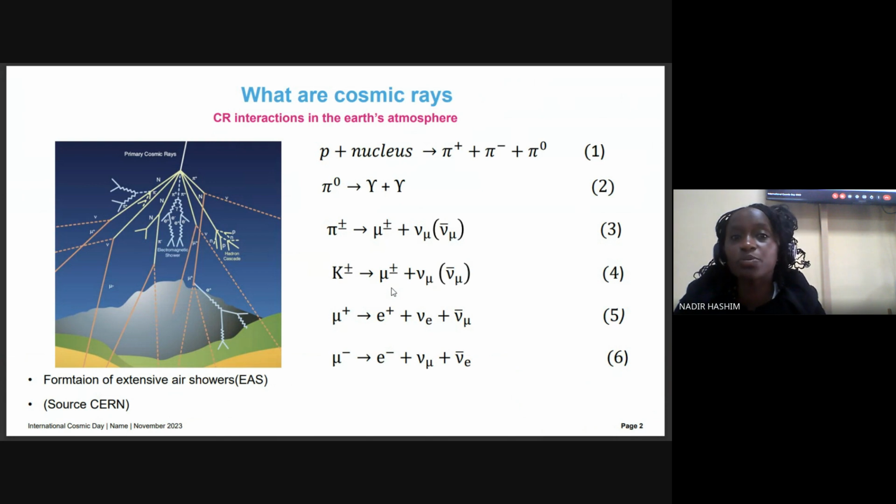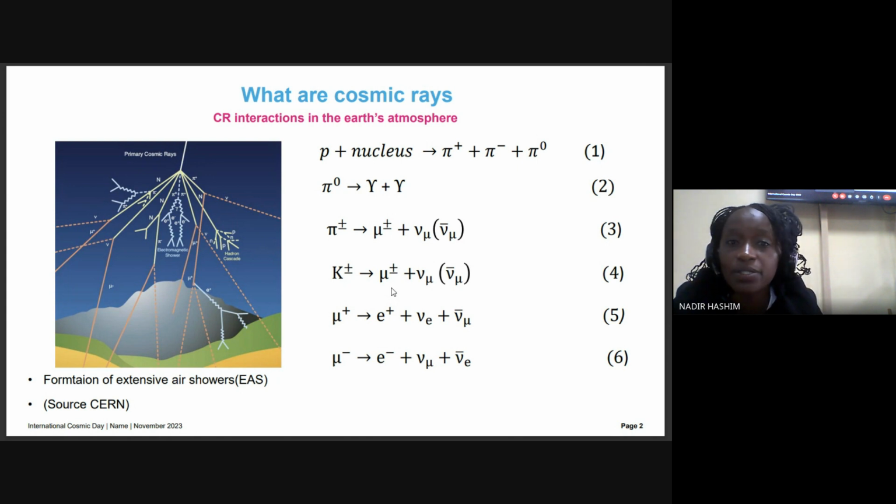So, what are cosmic rays? How do they interact with the atmosphere? On our left side, we have the extensive air showers. It shows the formation of the extensive air showers, and we have a proton that interacts with the atmosphere to produce secondary particles. We have the first interaction. From the first equation, the proton interacts with the atmosphere to produce charged pions and neutral pions.